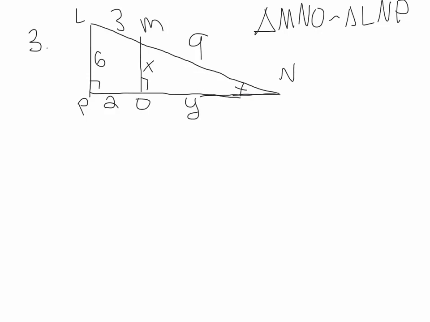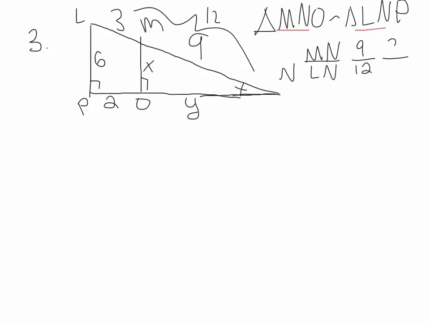Now my corresponding sides: MN, my side length of 9, corresponds to LN, that entire side, which is 12. So I'm going to set up that as my scale factor. I have MN over LN, so 9 over 12, and I'll get 3/4 as my scale factor. So let's use that to solve for x first.